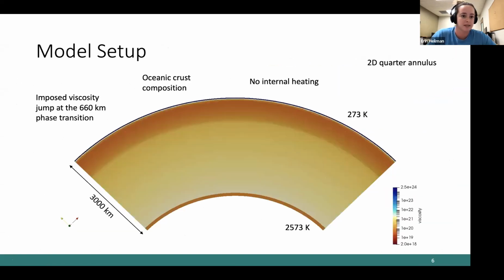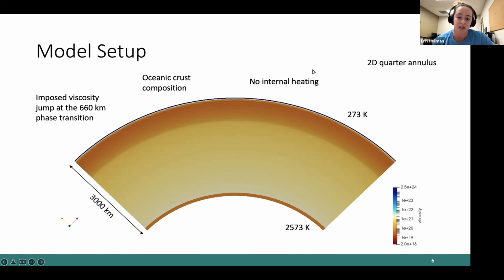So what does the model look like? We're doing 2D models in a quarter of an annulus. So it's essentially you took a circle out of the middle of the Earth and then cut that circle into a quarter. That's what we're looking at. So we have a realistic crust to core mantle boundary depth at about 3,000 kilometers. And the only things we are really prescribing in this model is the temperature on the bottom boundary and the temperature on the top boundary. So 273 Kelvin on the top, 2,573 Kelvin on the bottom.